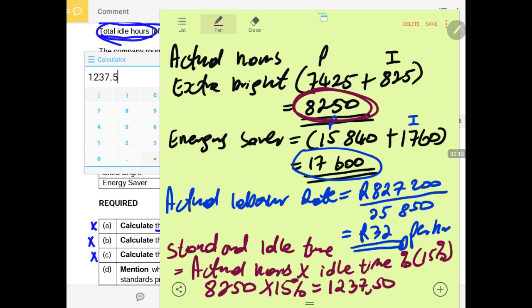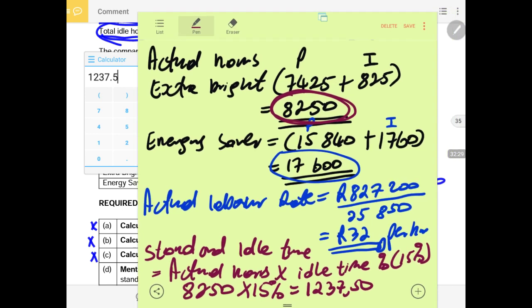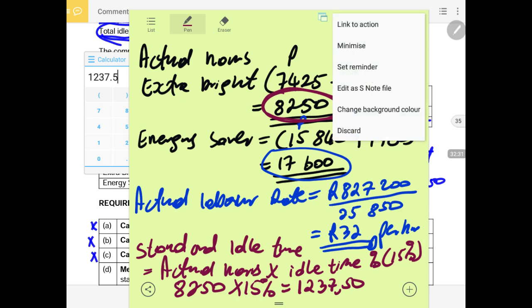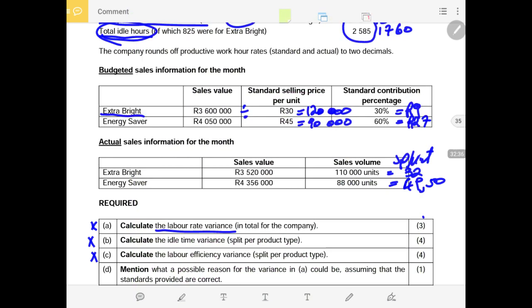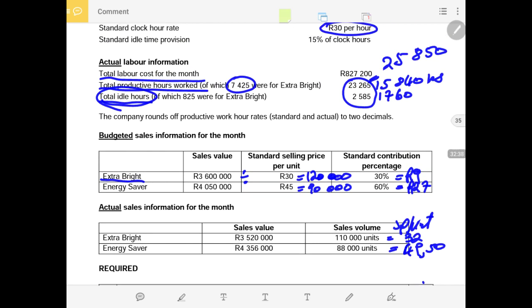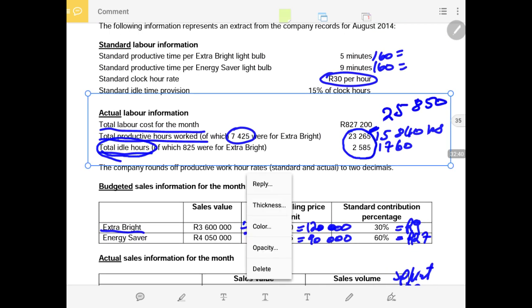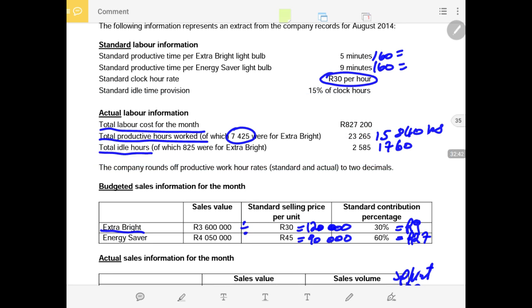So now we say, okay, it is 1,237.50. Then now we go and compare the hours that they were supposed to idle. Remember, this standard hours is the hours they were supposed to idle. But let us check how many hours did they actually idle with regards to the product extra bright. Now that information, I think it was given to us. Let us check how many hours did they actually idle. And now we are going to the actual information.